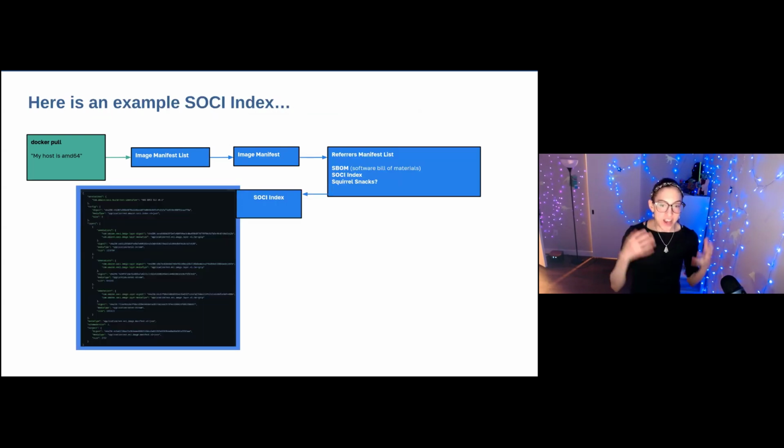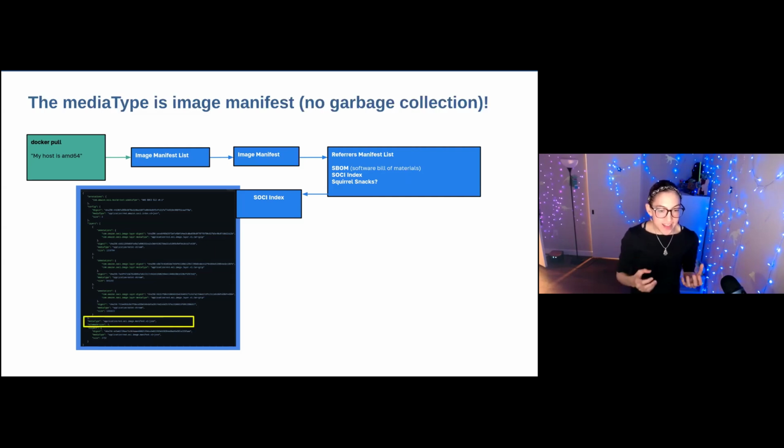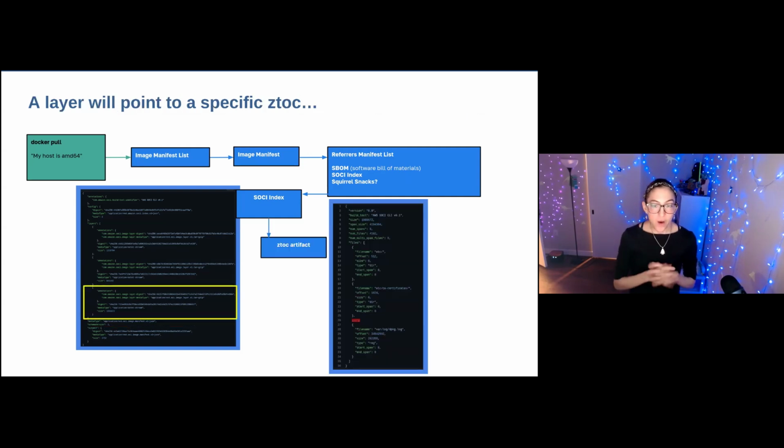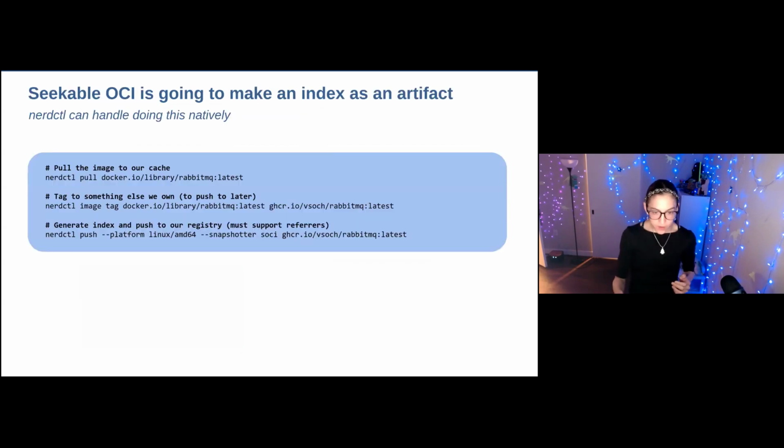Then this is what the SOCI index looks like. Note that it is actually an image manifest. And the reason that we need this image manifest is because if you don't have the image manifest, your artifact is going to get garbage collected, and we don't want that to happen. And so then each layer in here is a ZTOC artifact. By the way, there's one of these per actual image layer. This is what it looks like, very similar. It has the file names, offsets, and other metadata that will be important to use.